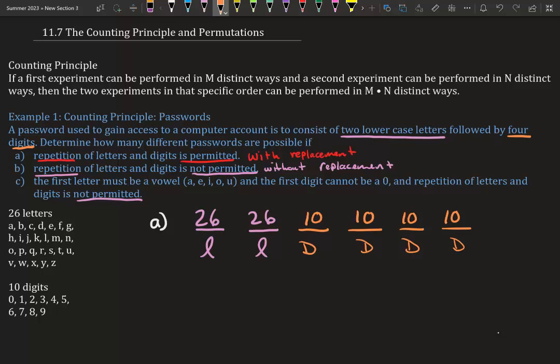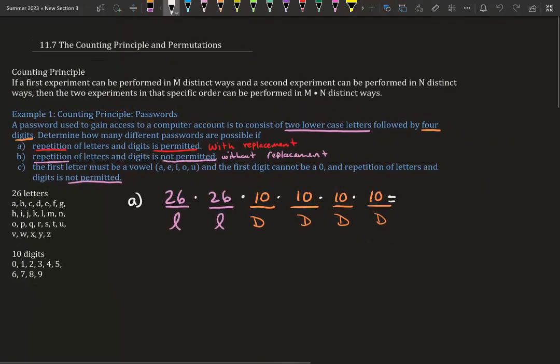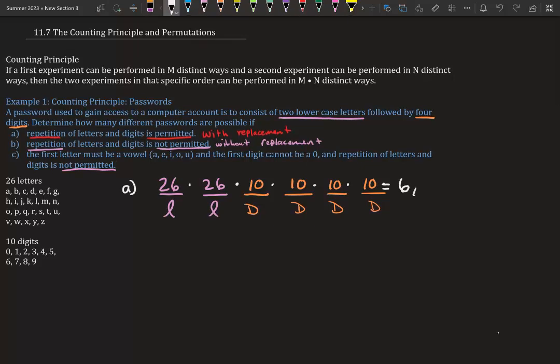We're just talking about 2 groups here, the letter group and the digit group. Because this is not an OR problem, there's nothing to be careful for, we're going to multiply everything. So when we multiply 26 times 26 times 10 times 10 times 10 times 10, we get a really big number. We get 6,760,000. So that means if you set up your password with 2 lowercase letters and 4 digits and you can have repetition allowed, you have 6,760,000 different types of passwords you can create.